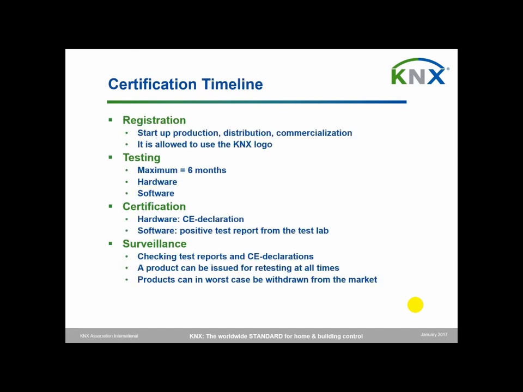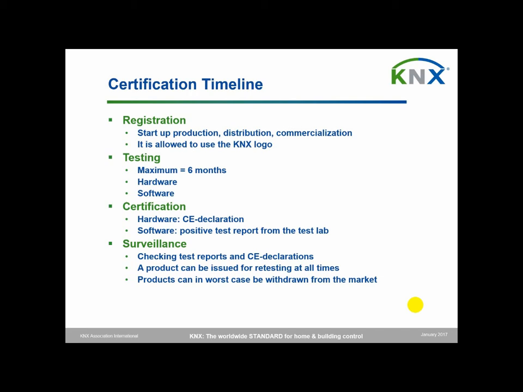Okay, timeline. Well, it all starts with the registration. From the moment you, as a manufacturer, think the product is ready for the market, the only thing that you need to do is to register the product at KNX Association, at the KNX Certification Department. From that moment on, you can start up the production, the distribution, the commercialization of the product.